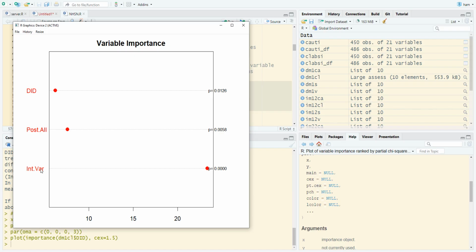Since this is an interaction, we're most focused on what that interaction variable is, but I just wanted to point that out because we can use it. Assess will do just regular ordinary least squares or linear regression models as well as logistic models, and you can use that in those analyses as well.